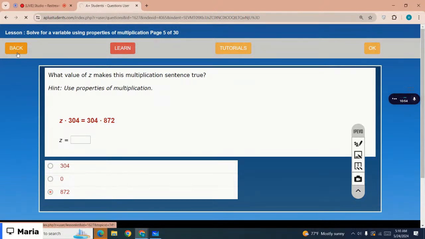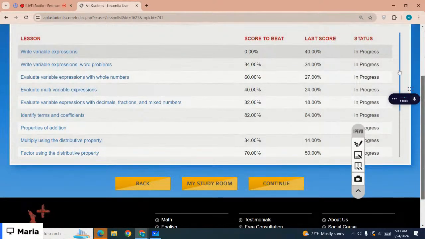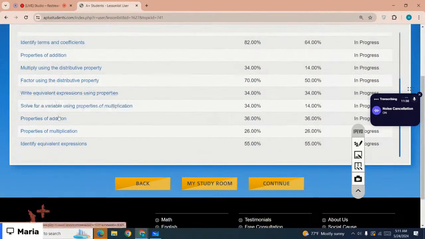Okay, you can complete the lesson by yourself later today. Let me move on to the next one. The next lesson is properties of addition.